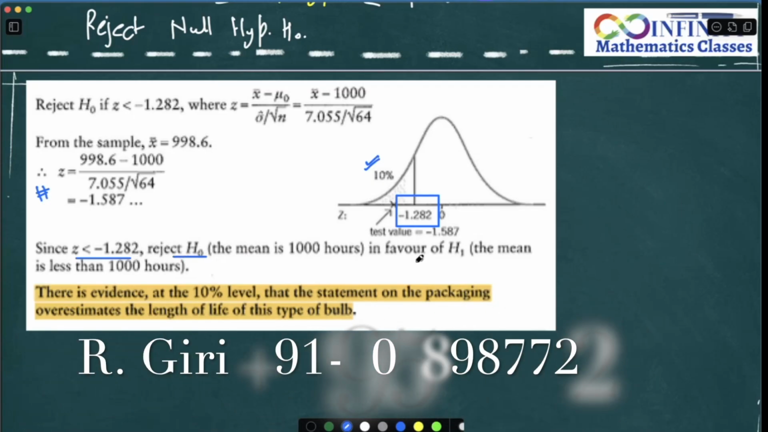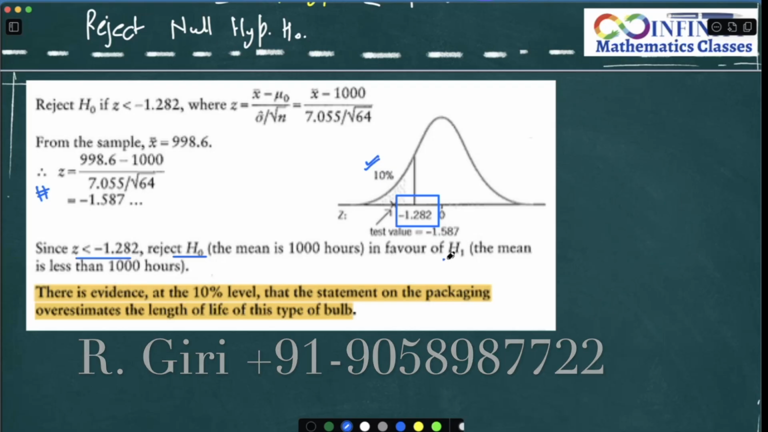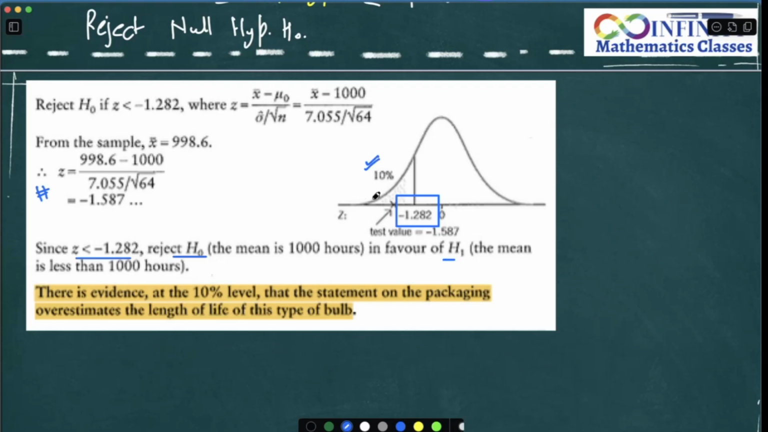So basically our answer is yes, because it is in the area of rejection. There is evidence at 10% level of significance that the statement on the packaging overestimates the length of the life of the bulb. Is there any doubt? No, sir. Exactly. Okay. So this is the first type of question.